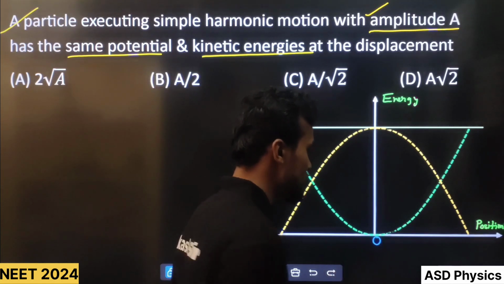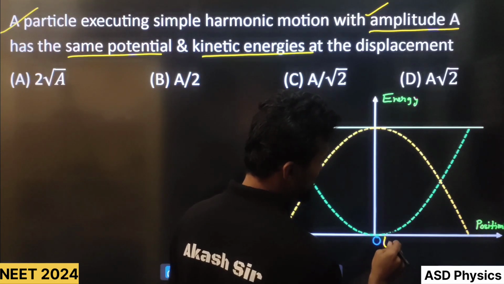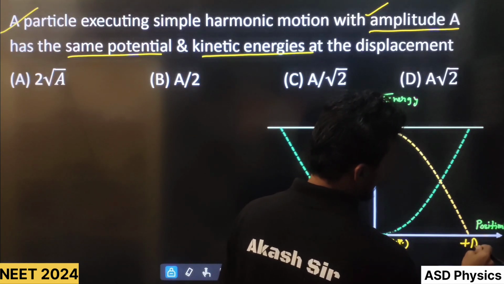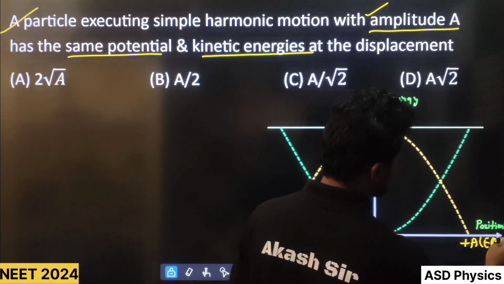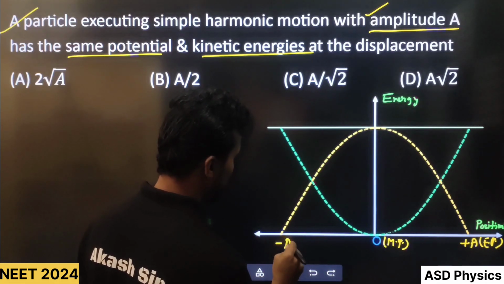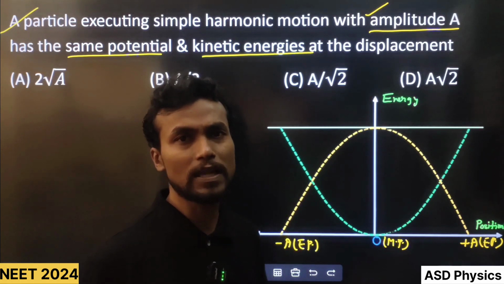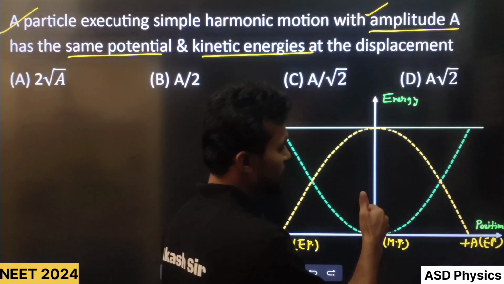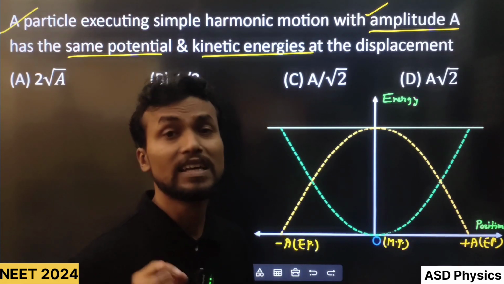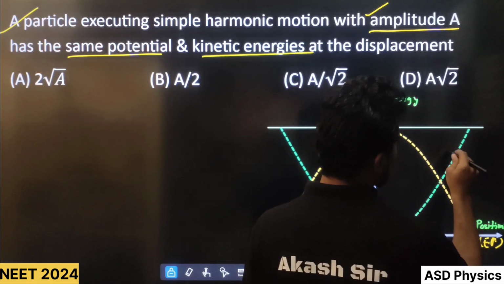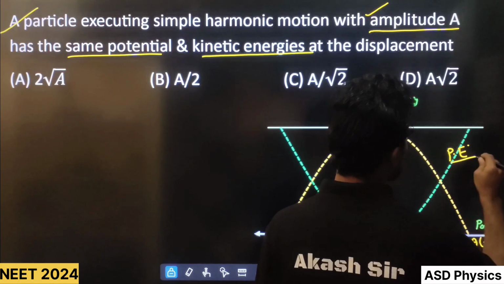So let's learn here. Let's take O as the mean position, and this one, plus A, is called the extreme position. And this side, minus A, is also called the extreme position. So in oscillation, when the particle goes from the mean position to the extreme position, its potential energy will increase. This green color is the graph of potential energy.